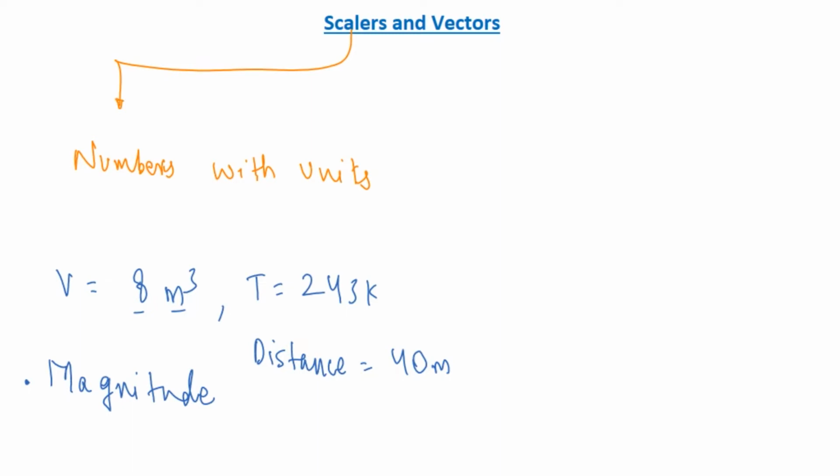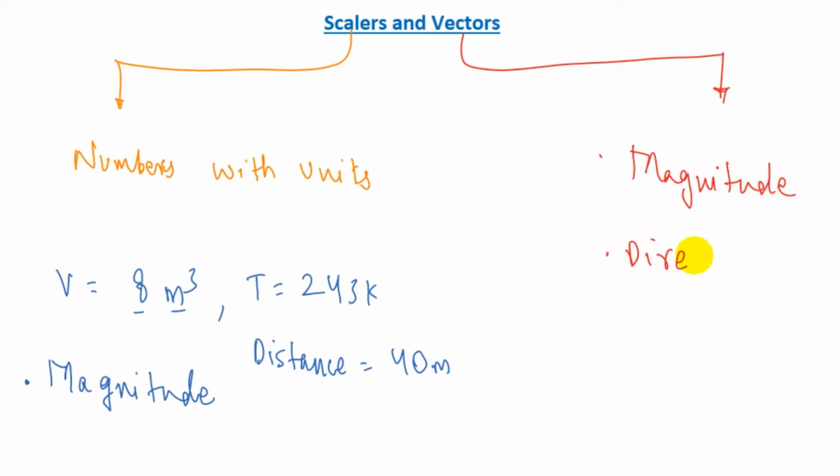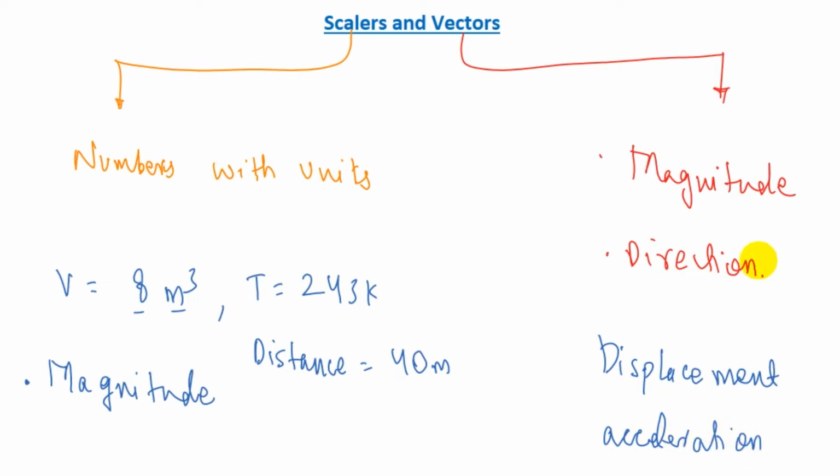Now next we have vectors. A vector is a mathematical quantity that has both magnitude and direction. For example, you can take displacement. Displacement is a vector quantity. You can take acceleration. It's a vector quantity. Now let's move to the next topic, that is representation of vectors.